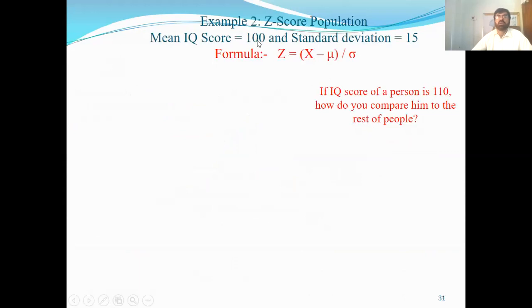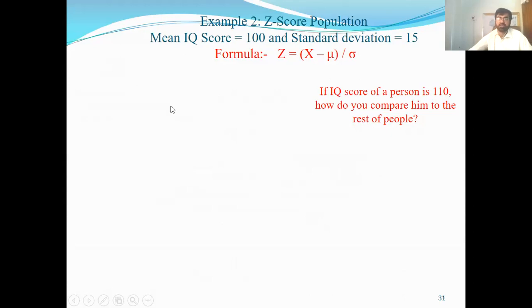Mean IQ score is 100 and standard deviation is 15. Formula: if the IQ score of a person is 110, how do we compare him to the rest of the people? If normal people have a mean score of 100 and this person has 110, it means they are more intellectual than those people who have a score of 100. Their intellectual level is above these people.